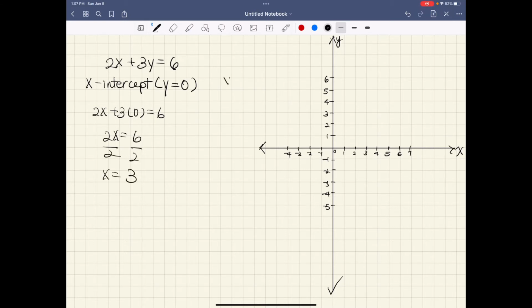Now, for your y-intercept, your x should equal 0. So if you plug in 0 for your x, your y-intercept is equal to 2. So find the x-intercept and y-intercept on the graph. That's x-intercept 3, and 2 is the y-intercept, and connect the points.